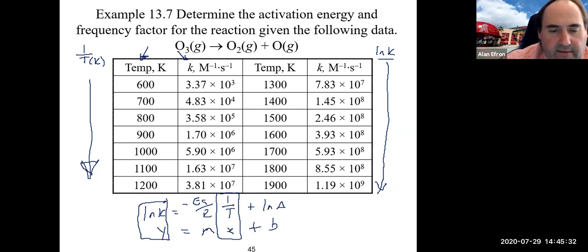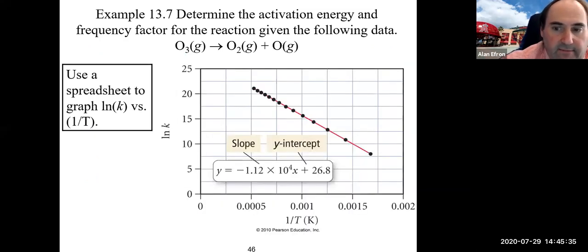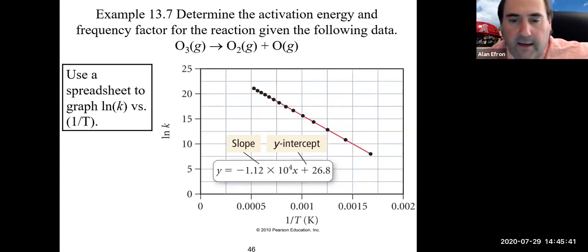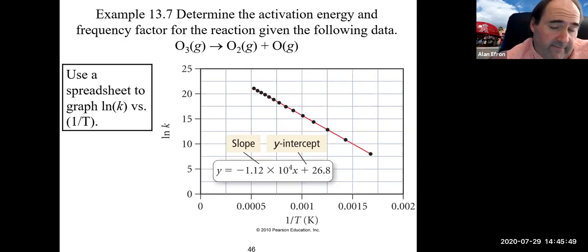I would recommend something like Excel, unless you really like to make graphs. You would do much like some of the graphs we've done over the semester. You would do an XY scatter plot, for example, in Excel, and add a best-fit trend line with your equation and your R squared value. If you did that for this particular data, you will get this equation, which is y equals minus 1.12 times 10 to the 4th, and we could use that equation to help us solve for both the activation energy and the frequency factor.